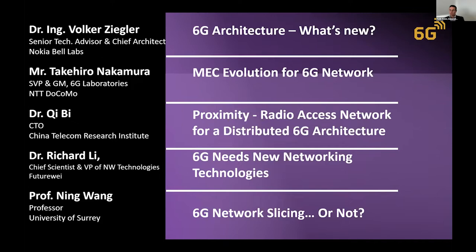Dr. Shi Bi, who is the CTO of China Telecom Research Institute, will look into the problem from a different angle, a very important angle as well. Here it's actually about the radio access network and how this concept that he has been coining, which is proximity radio access network, can enable this distributed 6G architecture. And then we have Dr. Richard Lee, who is the chief scientist and vice president of network technologies of FutureWay, who is going to look particularly into the new networking protocols that shall support the 6G services or the beyond 5G services.